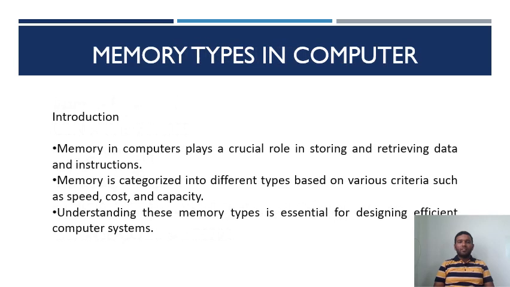A simple video which will look into types of memory in computer. First, let us have an introduction. Memory in computers plays a crucial role in storing and retrieving data and instructions. Memory is categorized into different types based on various criteria such as speed, cost, and capacity. Understanding these memory types is essential for designing efficient computer systems.